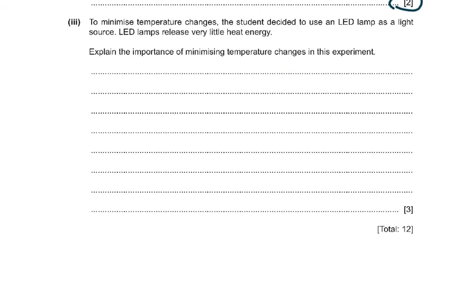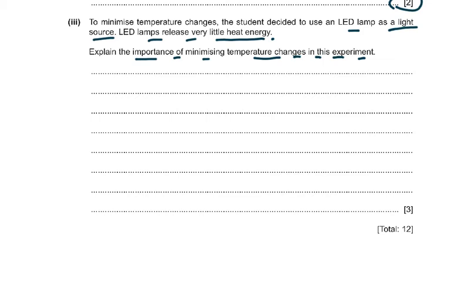It says to minimize temperature changes, the student decided to use an LED lamp as a light source. LED lamps release very little heat energy. Explain the importance of minimizing temperature changes in the experiment. Naturally, why are we so worried about temperature changes? To control, or to ensure that it's a fair test, so that carbon dioxide is the only variable.